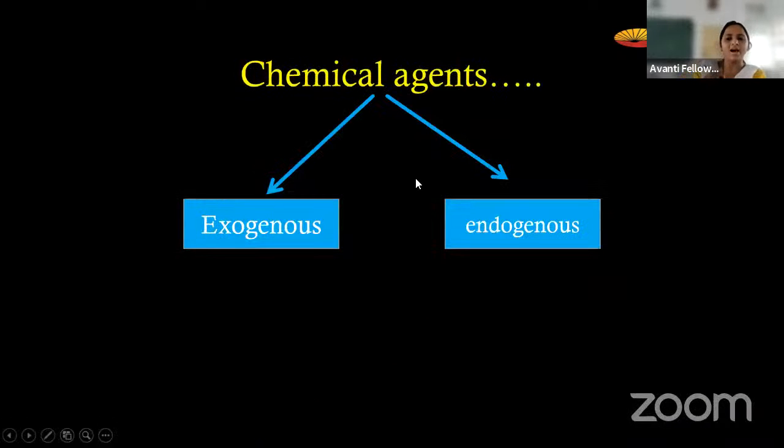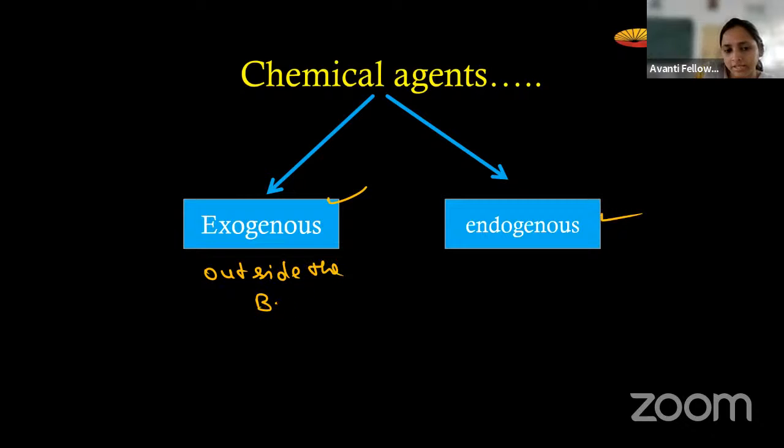Fine. So how is the disease going to be caused, how is the disease going to spread? Students, there are mainly exogenous and endogenous causes. What do you mean by exogenous? Any chemicals, meaning any pathogen from outside the body, which is causing the disease, we will call it exogenous. Outside the body, we'll call it exogenous.